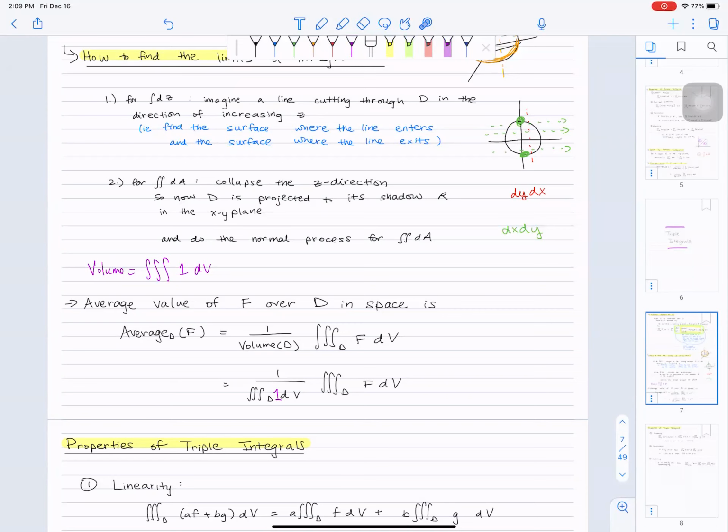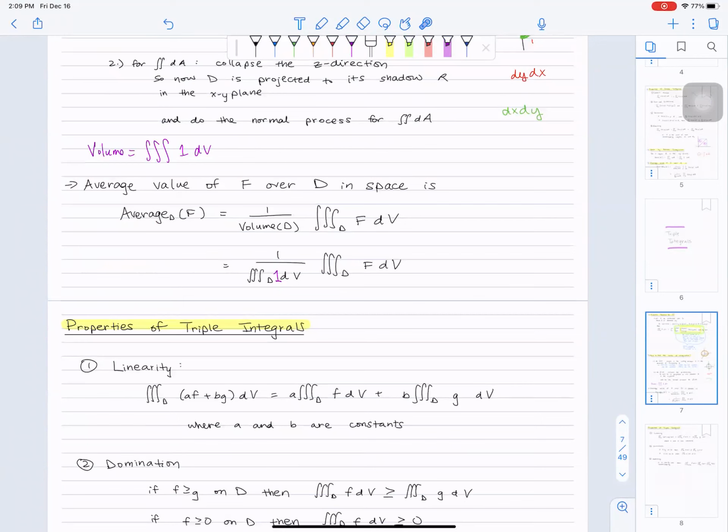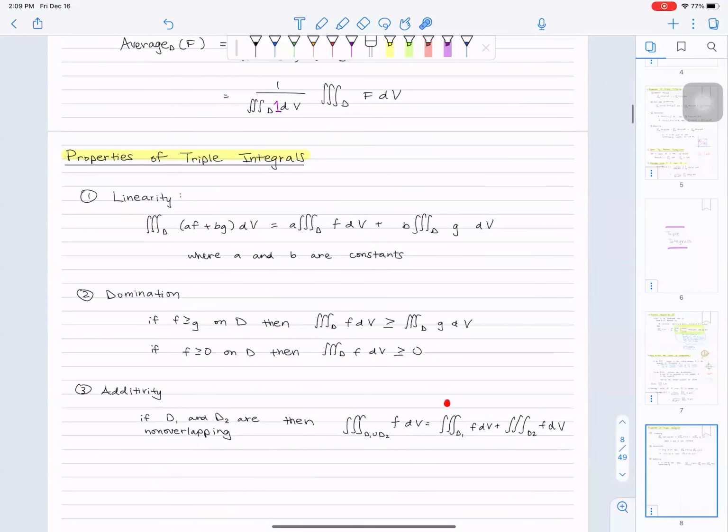Okay, and so we also have properties of triple integrals. We still have linearity, just like we had in double integrals. If you're multiplying by some constant, you can bring that constant out. If you're adding, you can separate the addition. And we also have additivity as well for triple integrals.